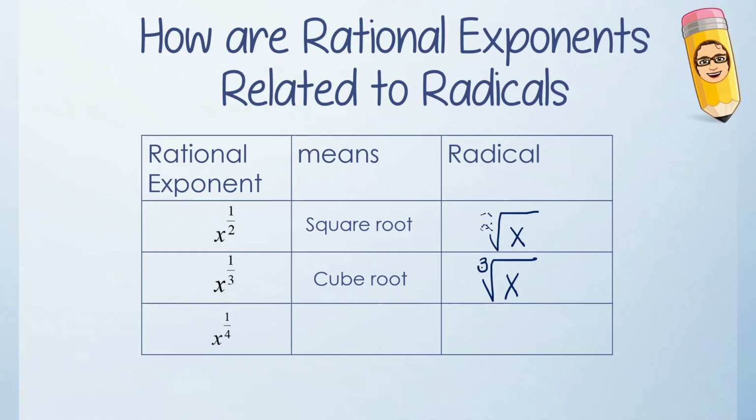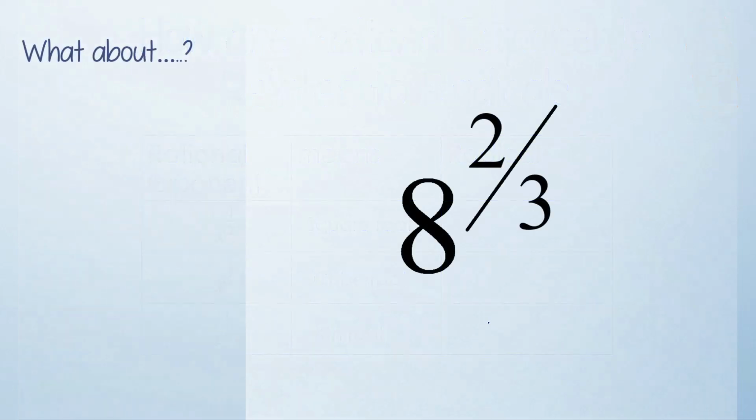And then what about x to the 1/4? Well, that would be a 4th root, and it would look like this in my radical notation, 4th root of x. Same thing, 5th root, 6th root, so on and so forth. Now, what about something that's like 8 to the 2/3?